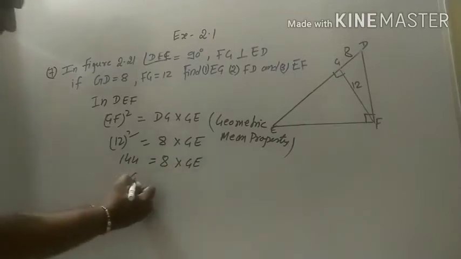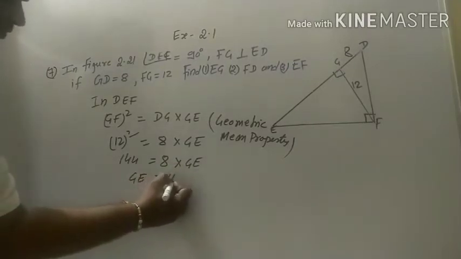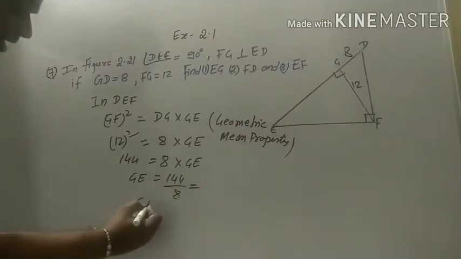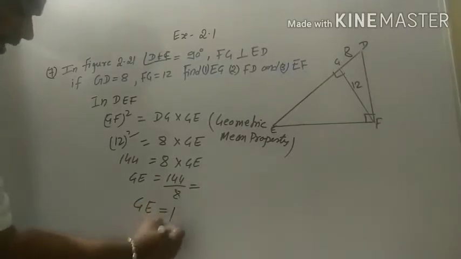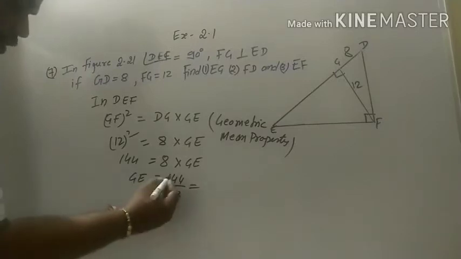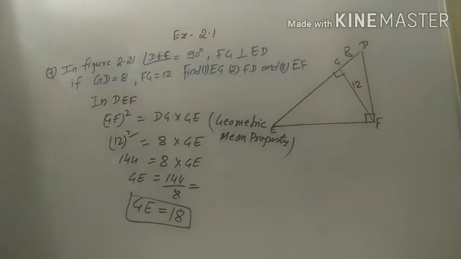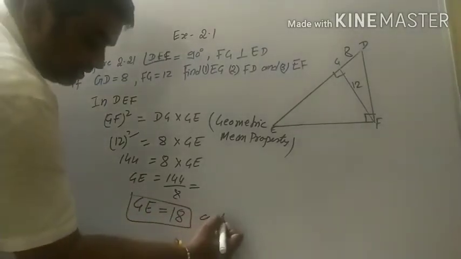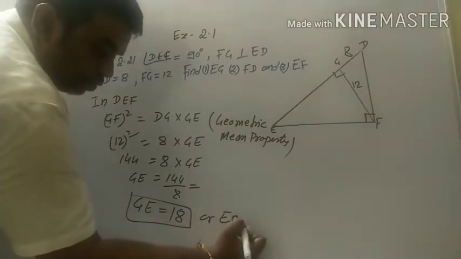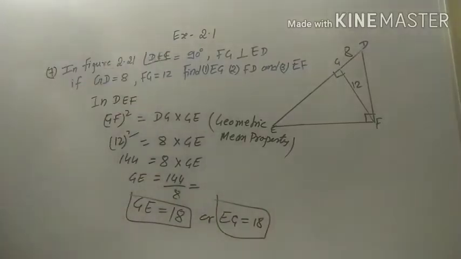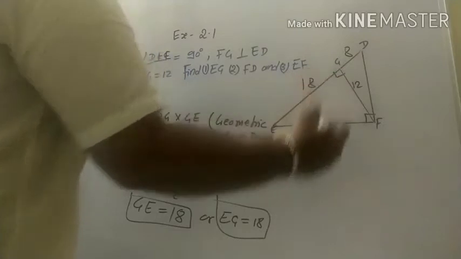So GE is equal to 144 divided by 8. 8 1s are 8, remaining is 6. 8 8s are 64. GE is equal to 18. That means EG is equal to 18. So our first answer is EG is equal to 18.